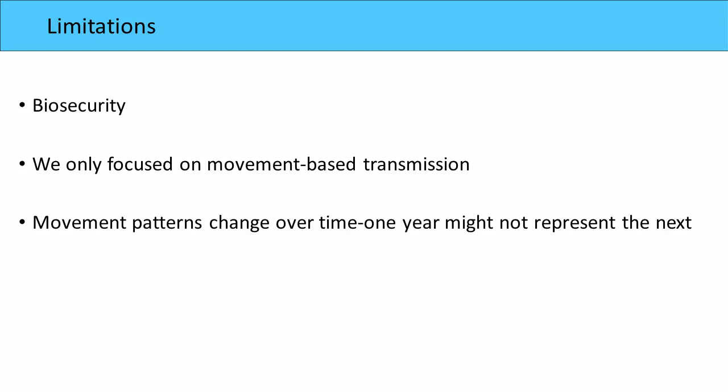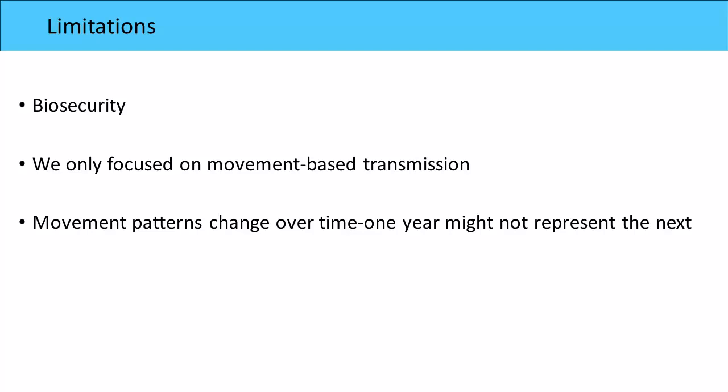Of course, this is a kind of simplified system. One thing we're not considering is that there are different levels of biosecurity at different farms, different production types. In this analysis, we treat them all equal. So that's one limitation of this sort of work. And we only focused on movement-based transmission, which is, of course, not the only way pathogens can get around. We don't talk about potential airborne spread. We don't talk about feed trucks or personnel or anything else that could be moving pathogens from farm to farm.